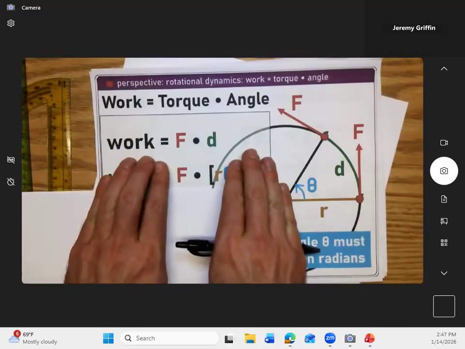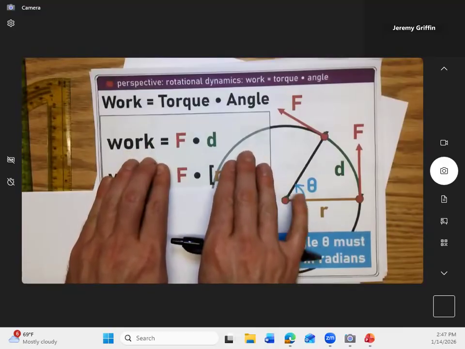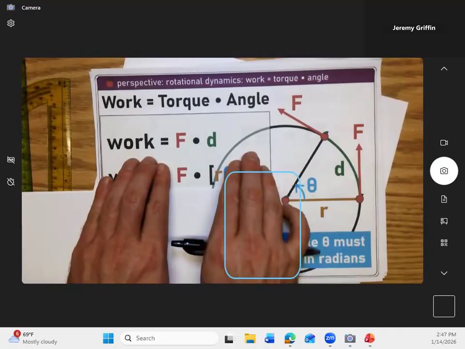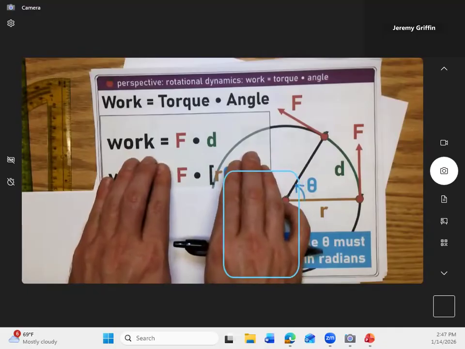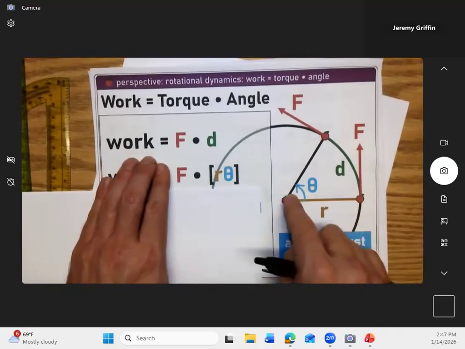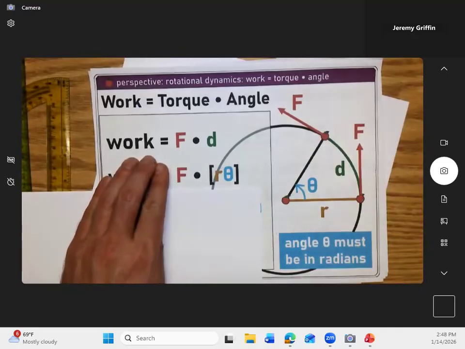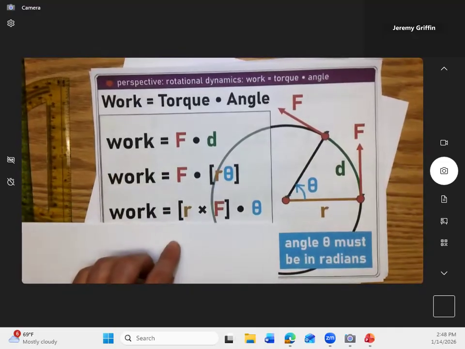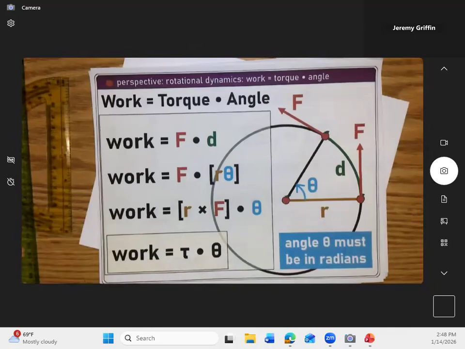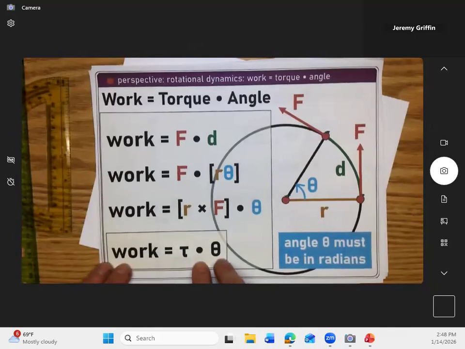Guys, what is that right there? That force times that radial distance. What does that give me? Torque. Also, the force and radius are always at right angles. That's true whenever you wind a string around a turntable. So I can replace that r cross F with torque. Now I have torque times angle. So it's a different perspective on work.